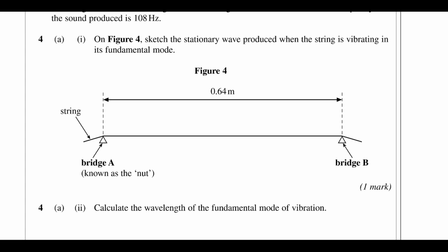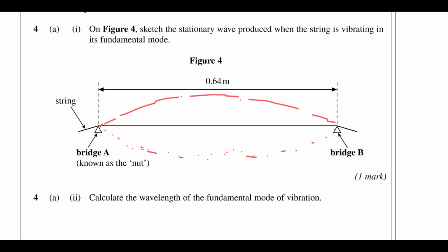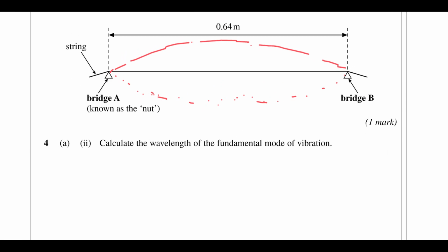So what we should be able to see is half a wave, if you like. Okay, so I'm going to just sketch it a bit like this, and then obviously half a time period later it would be at the opposite part of the cycle, like this. There, so that's your fundamental mode. It's not the best sketch in the world, but it'll do. Calculate the wavelength of the fundamental.